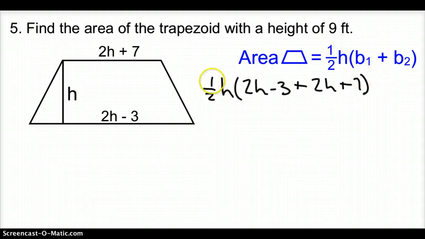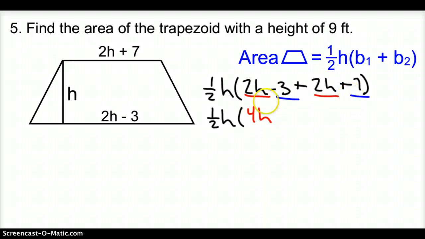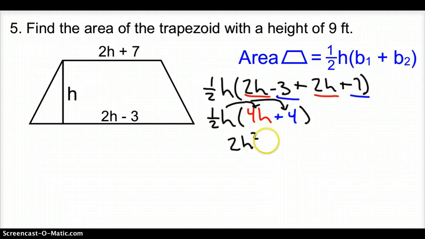and then close up the parenthesis. Now I could distribute this right away, but I see some like terms in here that I can combine, so I'm going to go ahead and combine those. So 1/2 h, and I have here and here for like terms to give me 4h, and then I have here and here for like terms to give me plus 4. And so now, once I close it up, now I can distribute that 1/2 h to both. So that 1/2 times 4 is a 2h, and multiplying the h's to get h squared, and then plus 2h.